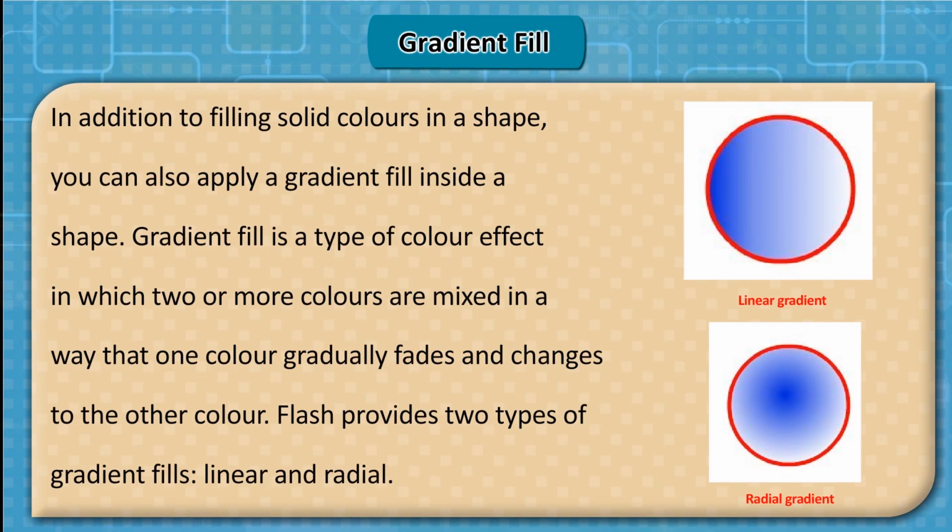Gradient fill. In addition to filling solid colors in a shape, you can also apply a gradient fill inside a shape. Gradient fill is a type of color effect in which two or more colors are mixed in a way that one color gradually fades and changes to the other color. Flash provides two types of gradient fills, linear and radial.